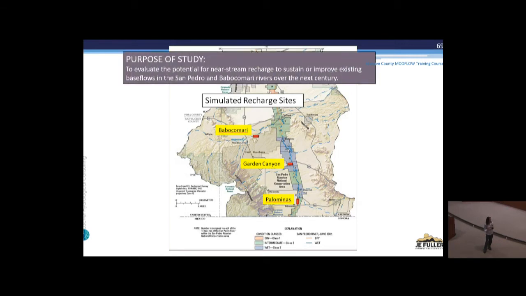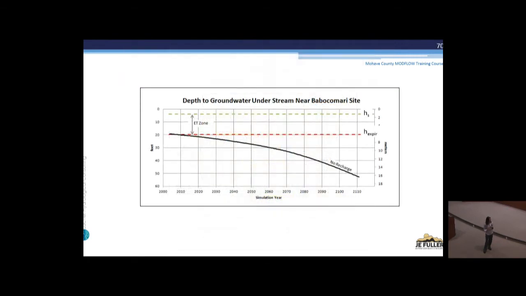There's the purpose of the study. Starting with the Babocomari was a special case because there's actually no flow in the Babocomari. It's an ephemeral or intermittent system. But there is a riparian corridor in places, which means there are trees that are accessing groundwater there. And it was important to say, if we can't have flow, let's at least maintain groundwater levels in a place where trees can access them.